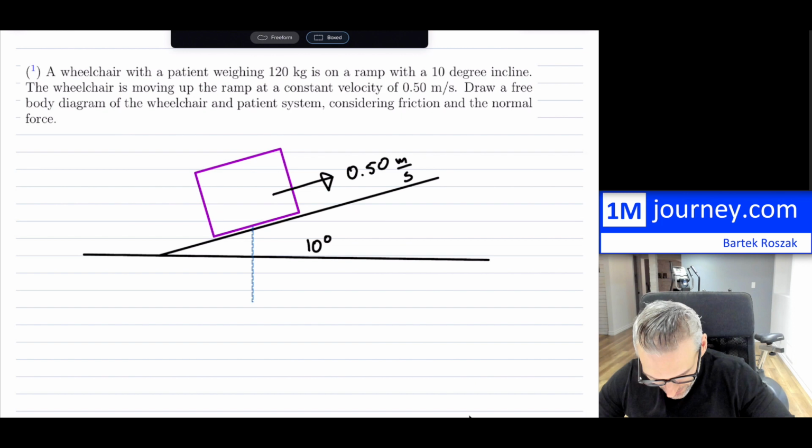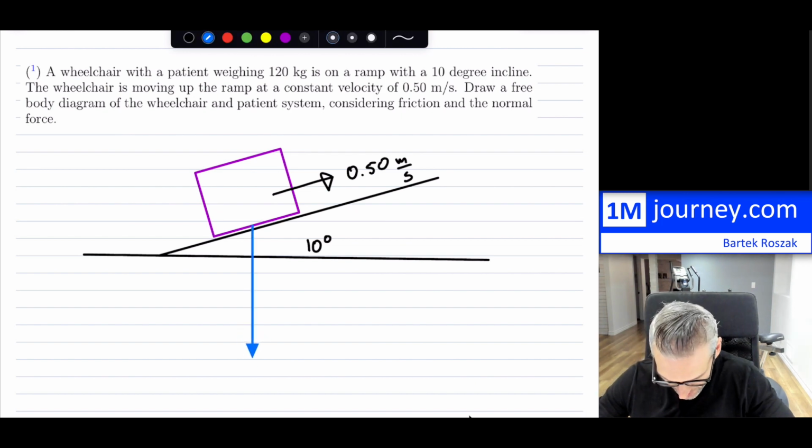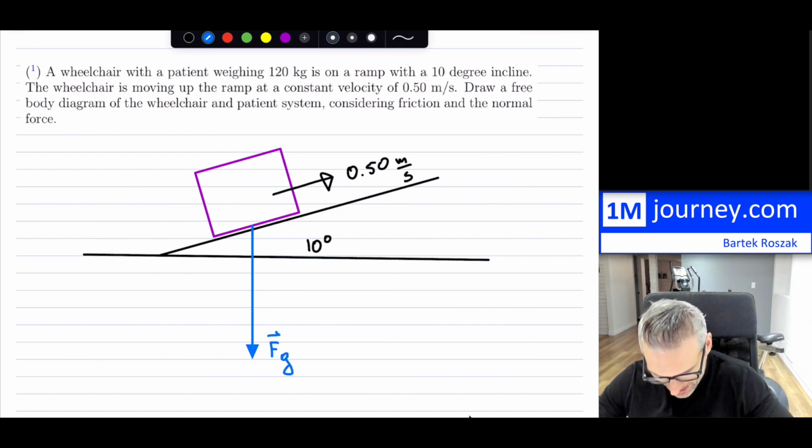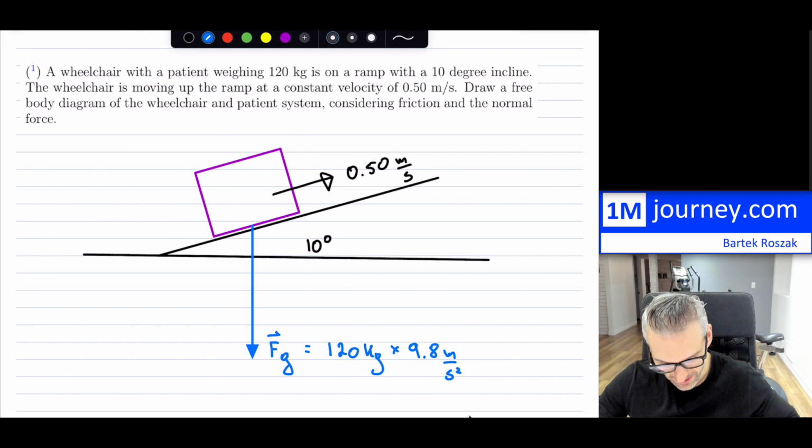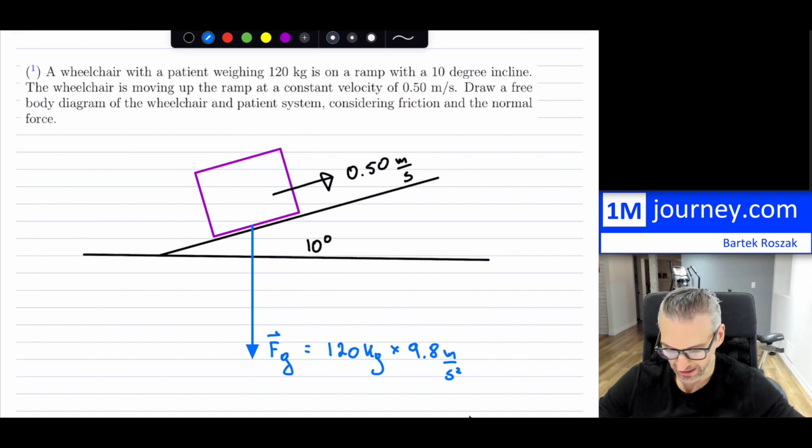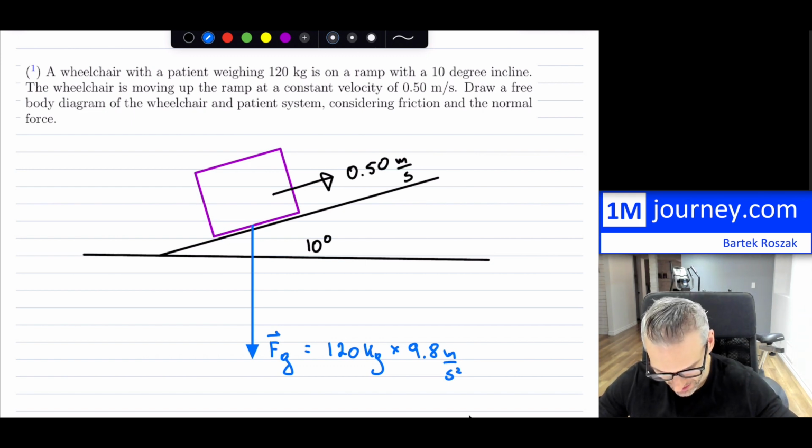So we have our force of gravity, which is always down. So that's straight down. This would have been our force of gravity. We do know what this is because this would have been 120 kilograms multiplied by 9.8 meters per second squared. This would have been your weight. Now we can calculate what that is exactly, but they just ask us for the drawing of the free body diagram, so I'm not going to actually compute this as it doesn't ask us for it.